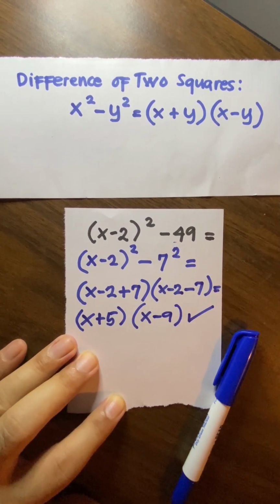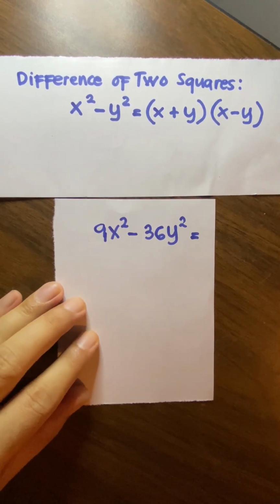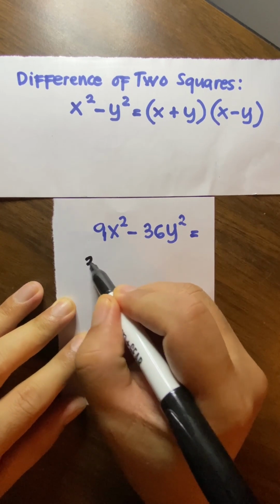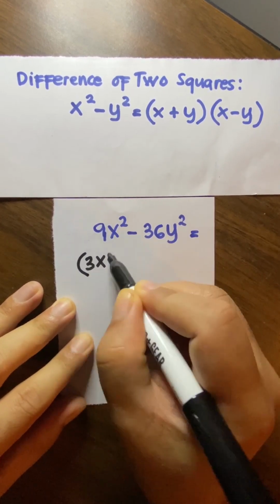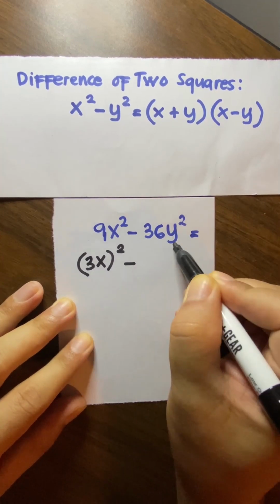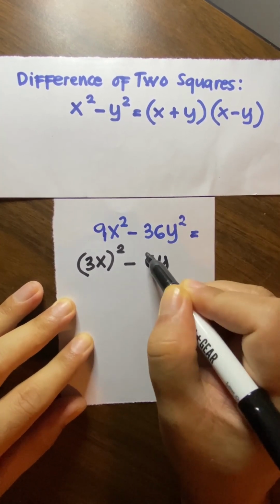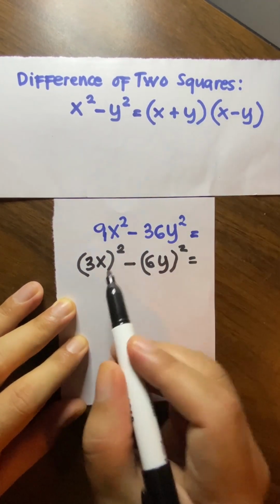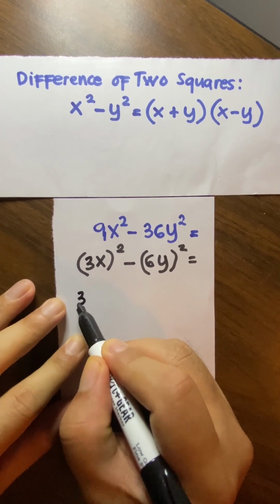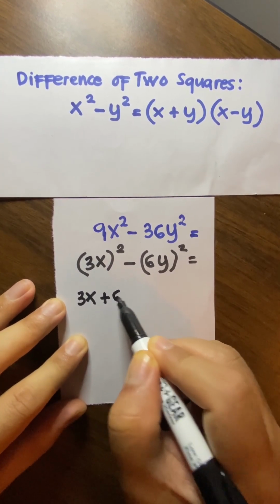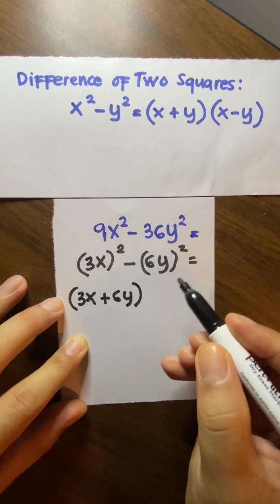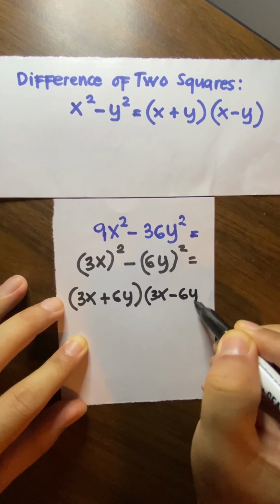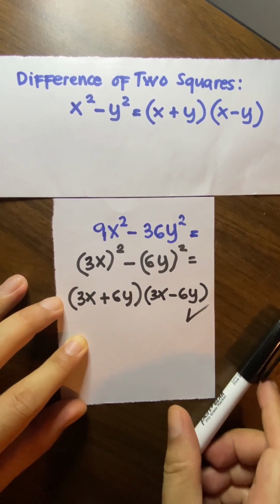How are you doing so far? Let's practice more. First, look at the expression and check if you can rewrite it into a format that's the same as above. Is your new expression looking like this? So we rewrite it as 3x squared minus 6y squared. Again, we follow the format above and find our solution. The answer is 3x plus 6y and 3x minus 6y. This is the final answer.